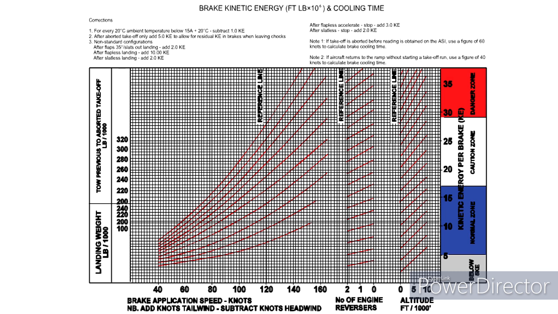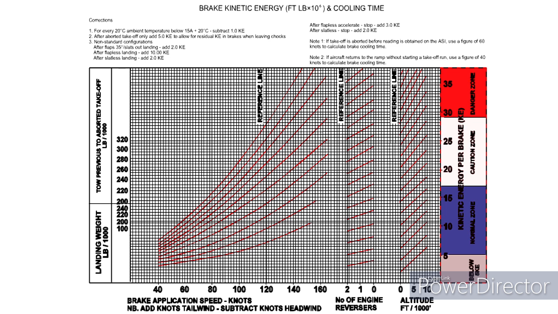One such method is the brake kinetic energy graph. A graph similar to this one will be found in your particular aircraft performance manual. The graph is entered with all up weight and brake application speed in knots, corrected for wind, and then factored for the number of serviceable engine thrust reversers and airfield altitude. The graph will then indicate the amount of kinetic energy absorbed in millions of foot-pounds.